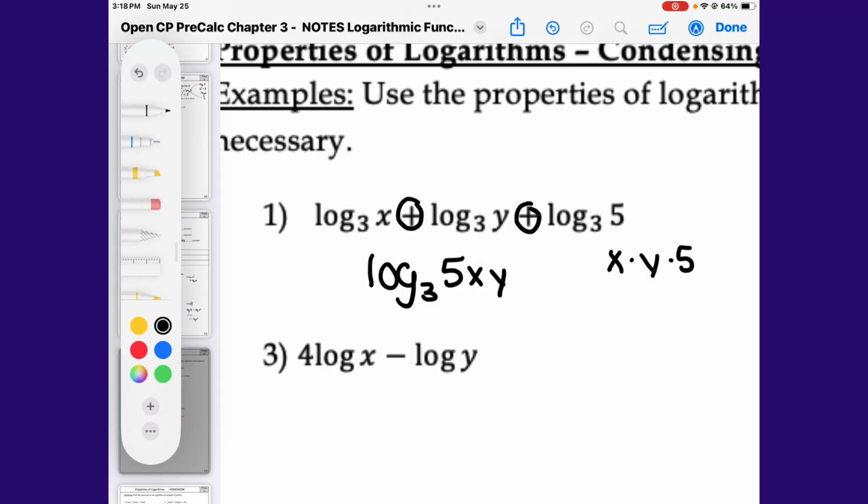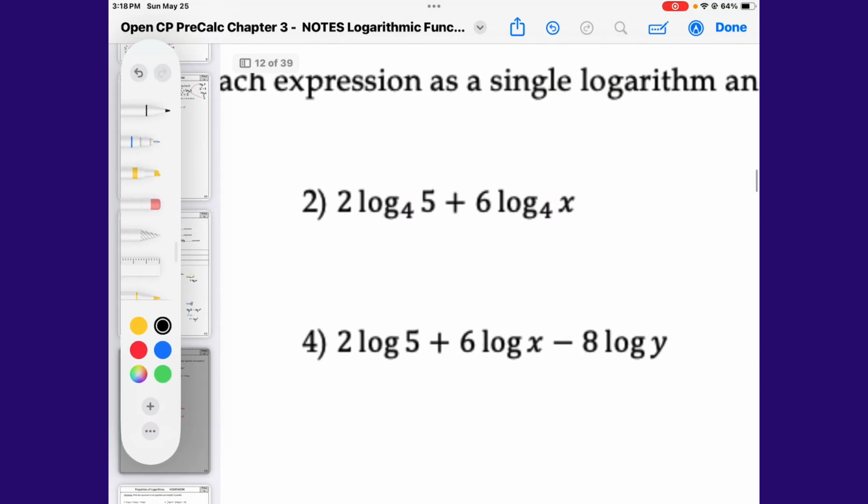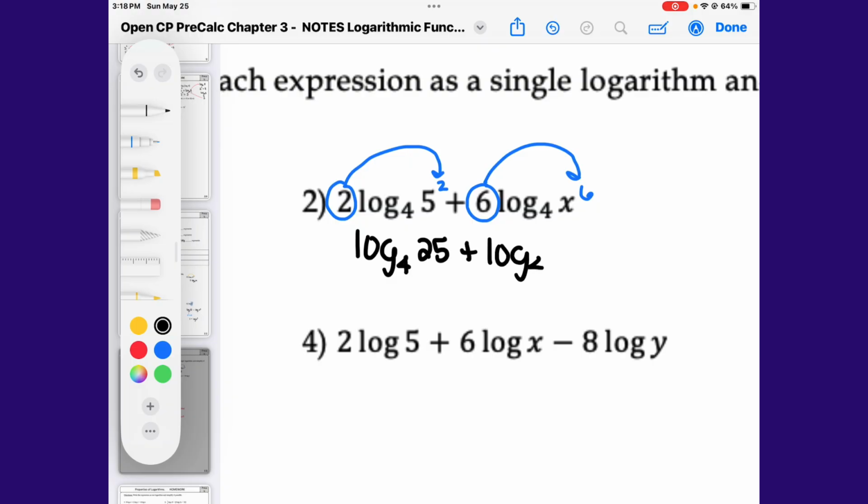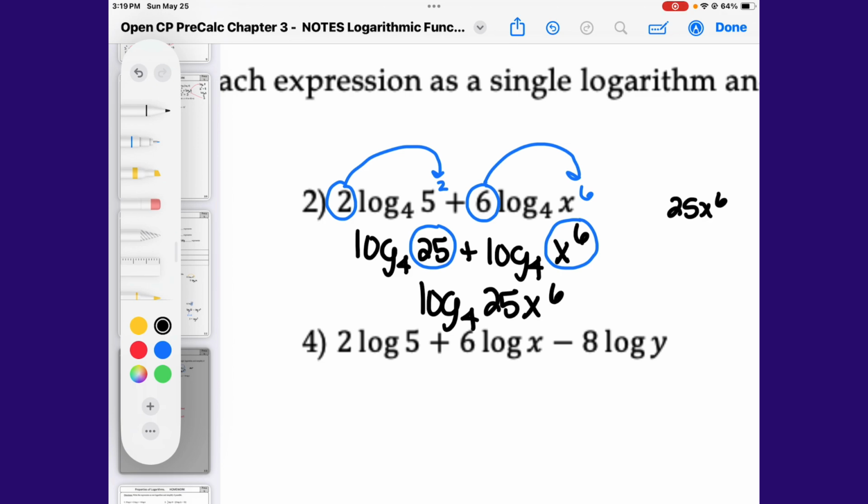In the second one, the first thing that I notice is that I have coefficients. So this coefficient 2 is going to come up and be on that 5, and this coefficient of 6 is going to come up and become the exponent on x. So we have a log base 4, 5 squared we know is 25, plus a log base 4 of x to the 6. Since I'm adding, I'm going to be multiplying together the 25x to the 6. So log base 4 of 25x to the 6th.